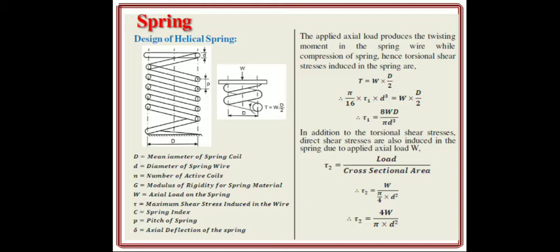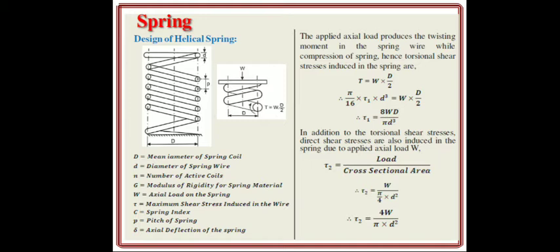where W is the axial load on the spring, tau is the maximum shear stress induced in the wire, where capital C is the spring index, where P is the pitch of the spring, and delta is the axial deflection of the spring. So all these terms we have already seen in an earlier video. Now we will see one by one how to design the particular helical spring.